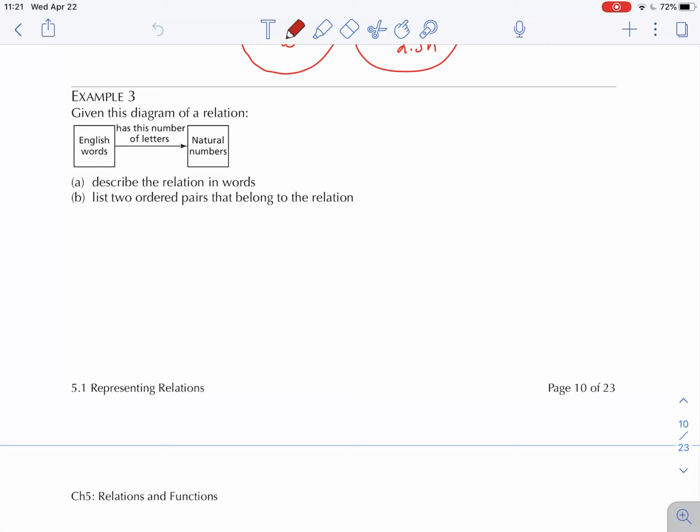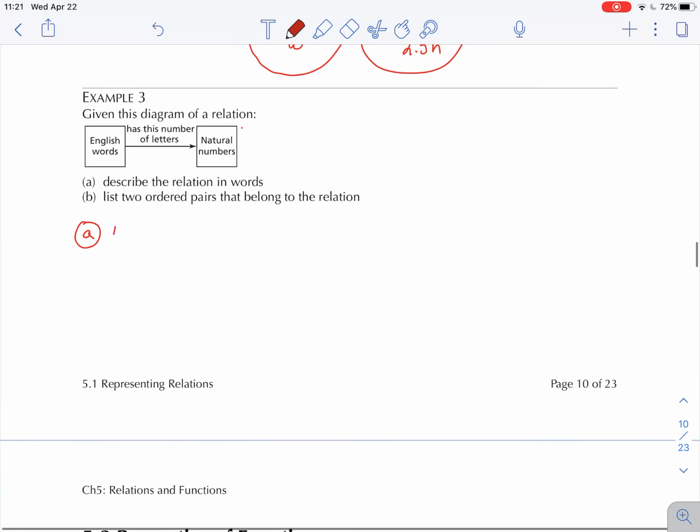All right, let's take a look at example number 3. Given this diagram of a relation, English words have this number of letters. So it's English words going to natural numbers. So an English word has this number of letters. And our range is all the natural numbers, could be the natural numbers.